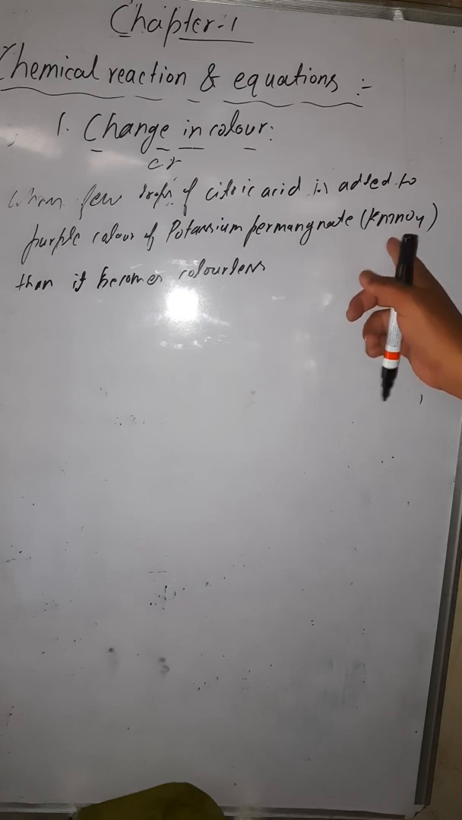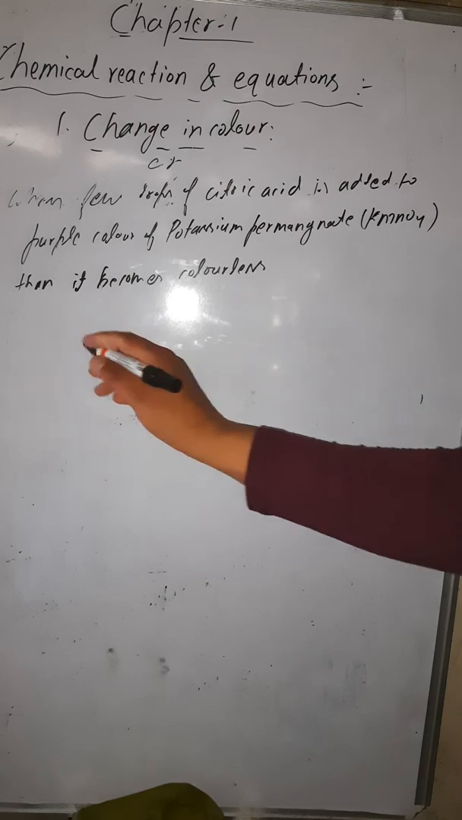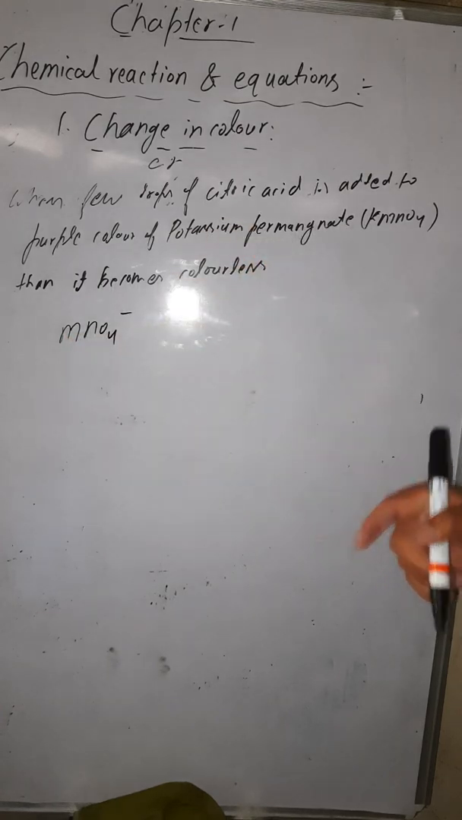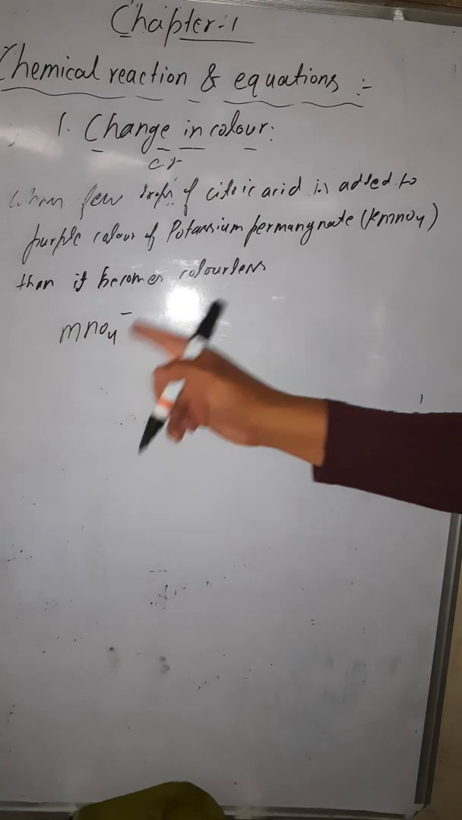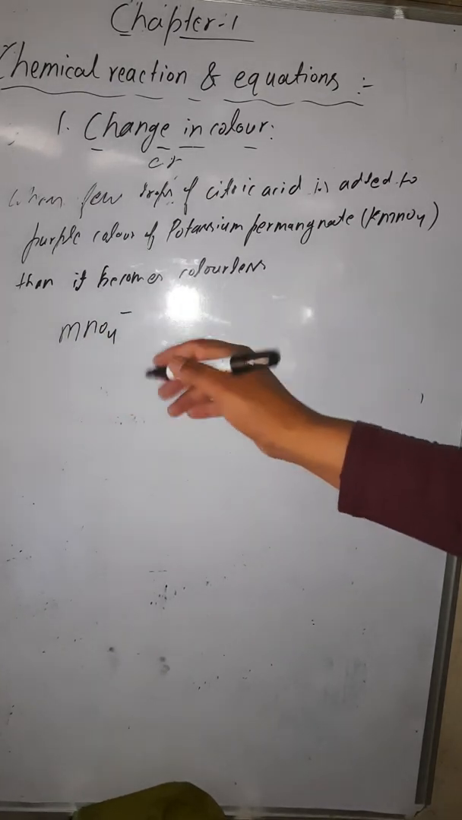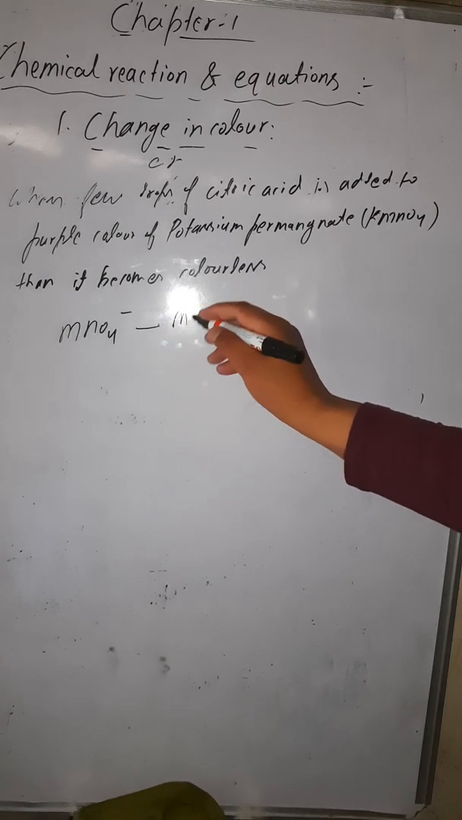Now how is it happening? If you see potassium permanganate, there is MnO4 negative. In KMnO4 you can see MnO4 negative, the permanganate ion. Now this MnO4 negative is changing into Mn2 positive.